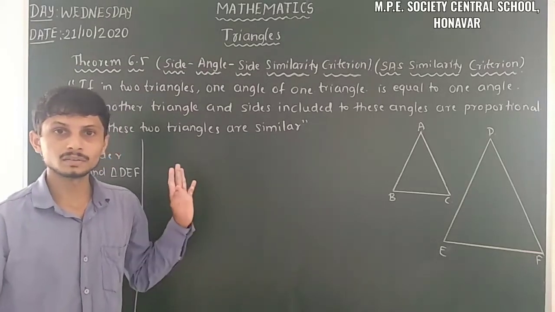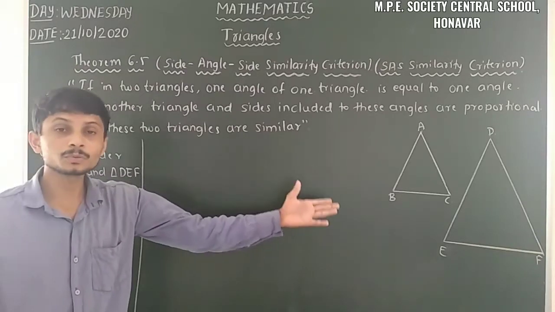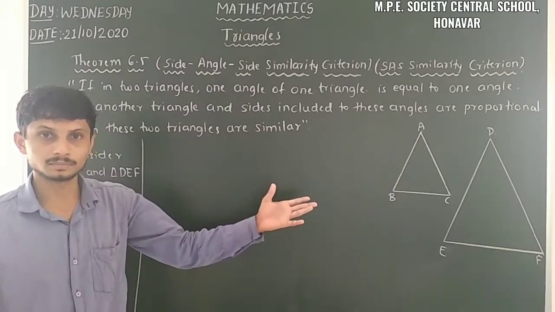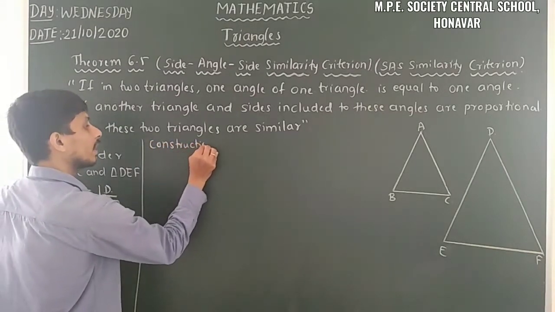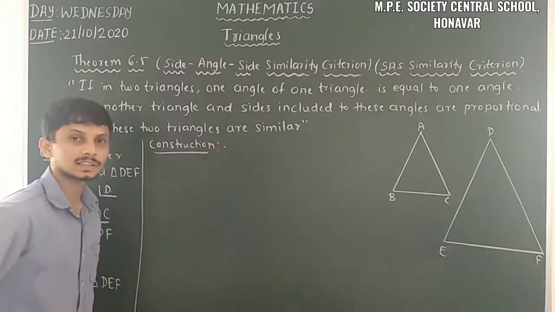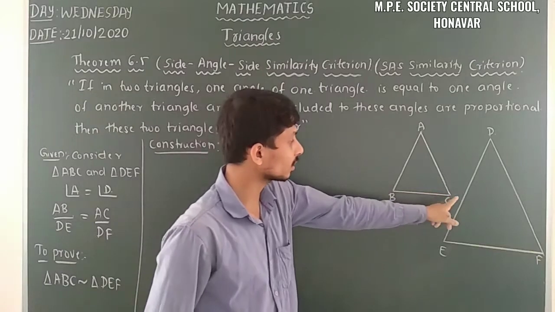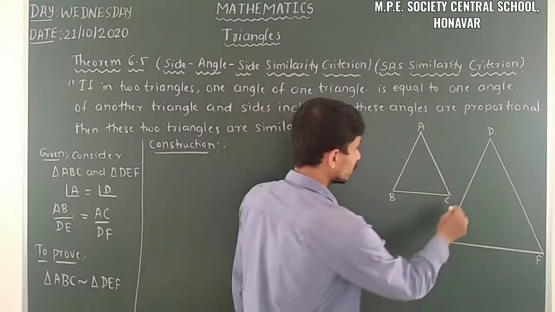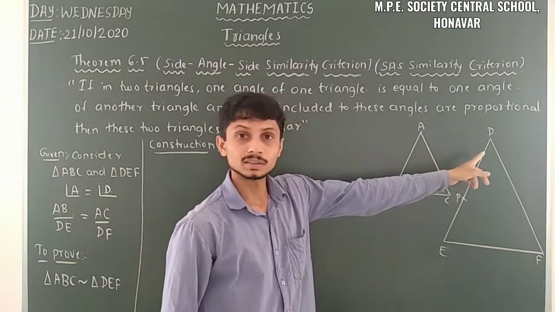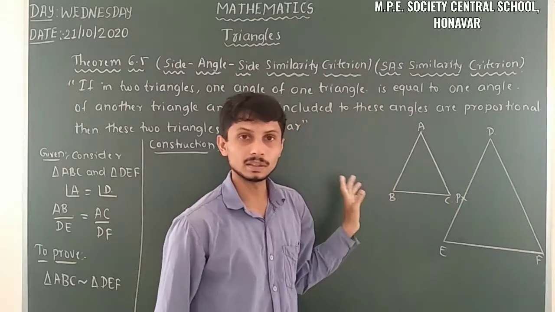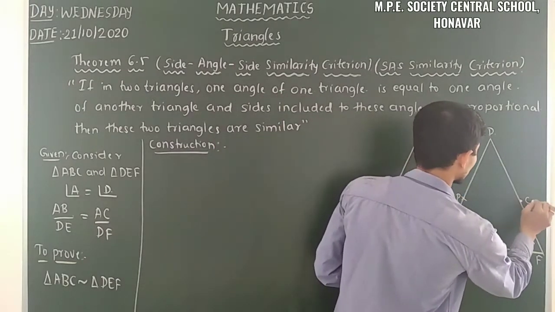So here we have the given and to prove. For the proof, we want some construction here. That is the same construction as I did in the SSS criterion. We have to consider a point on DE, which I will take as P, such that DP is equal to AB, and also AC is equal to PQ.